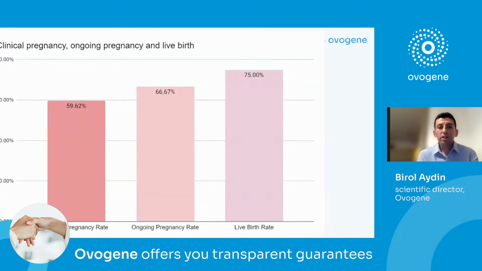And if we check the clinical pregnancy rate, ongoing pregnancy rate and live birth rate, we will find amazing results. Of course, we are not talking about 1,000 cases here; our data covers 67 cases. But still, for 67 cases with an average age of around 40 years old, this is an amazing result for clinical pregnancy rate and ongoing pregnancy rate, with a live birth rate of almost 75%.